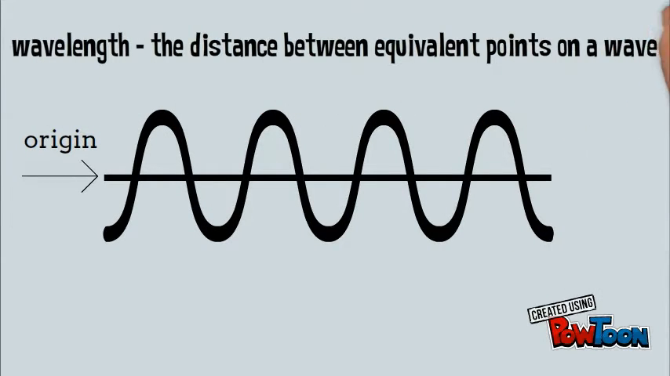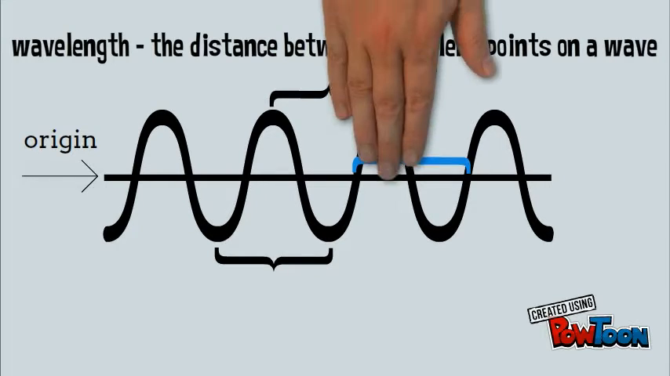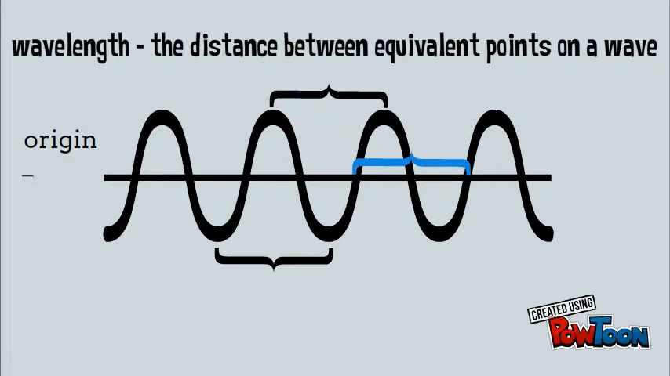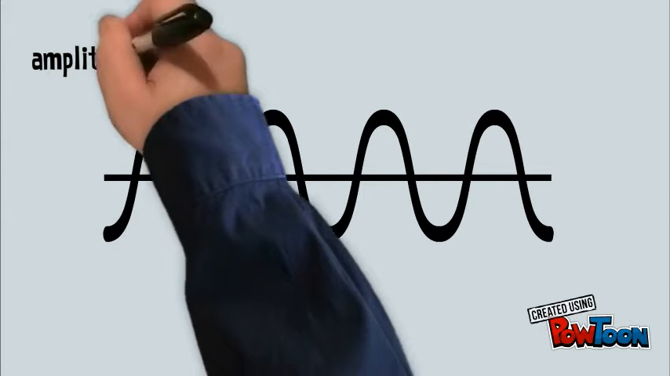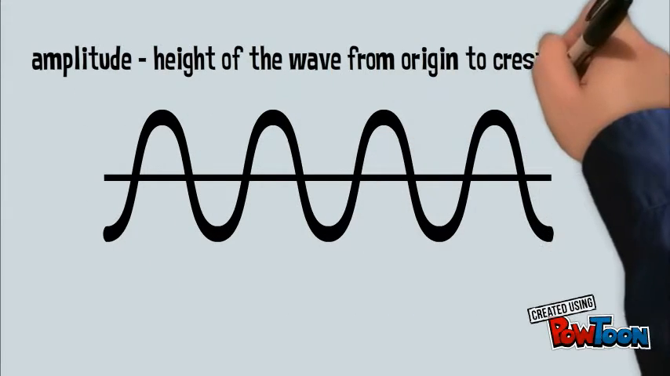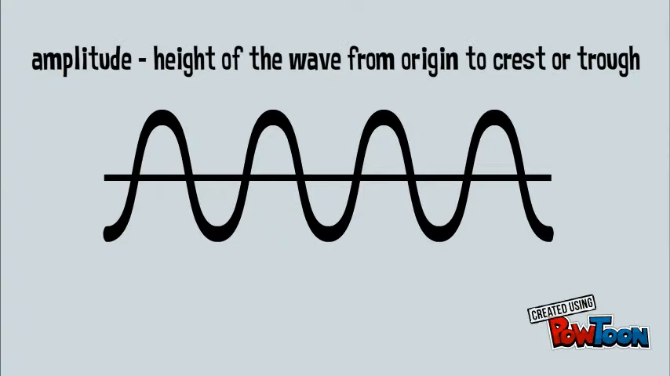Wavelength is the distance between equivalent points on a wave, so it can be from crest to crest, or trough to trough, or 2 points on the origin, as long as they are the same. The symbol looks like that. Amplitude is the height of the wave from the origin to the crest or the trough. It doesn't matter, so it can be from the origin to the trough or the origin to the crest. Either way, they should be the same.